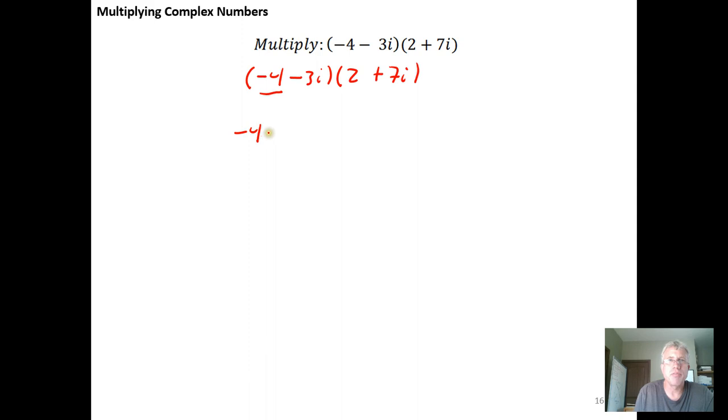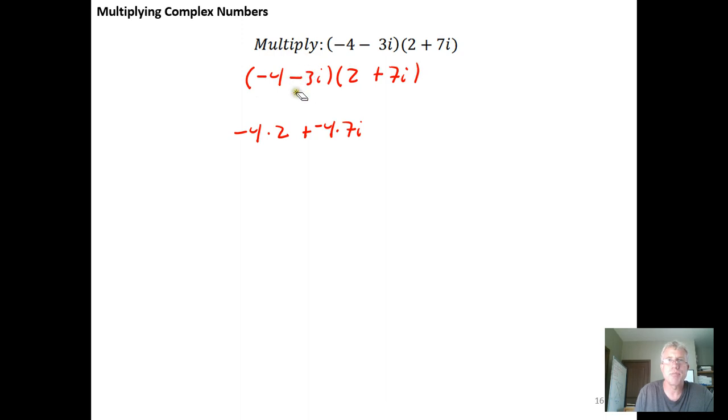And we'll take the negative 4 and multiply it by the 2 in the other parentheses. And then I'll take the negative 4 and I'll multiply it by the plus 7i. So plus, I have negative 4 times 7i. And now negative 4 has been multiplied using the distributive property times everything in the other parentheses.